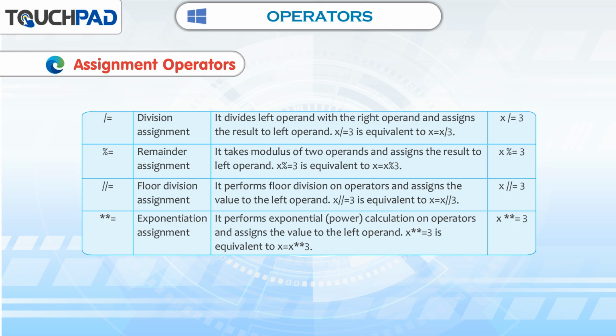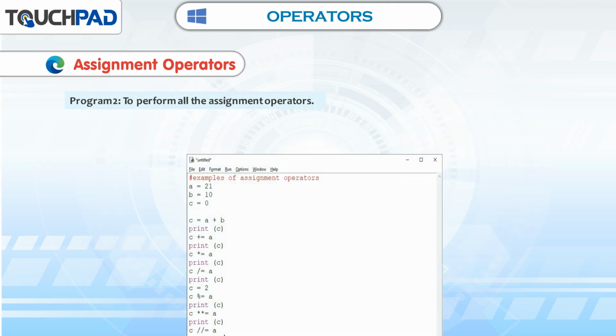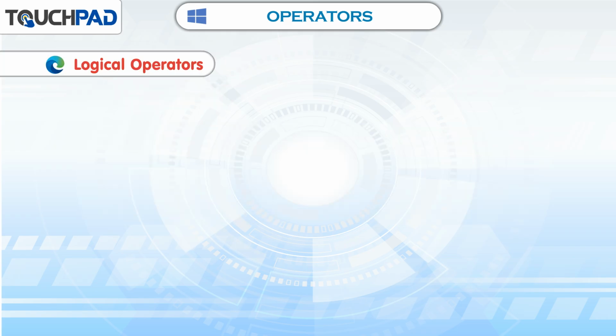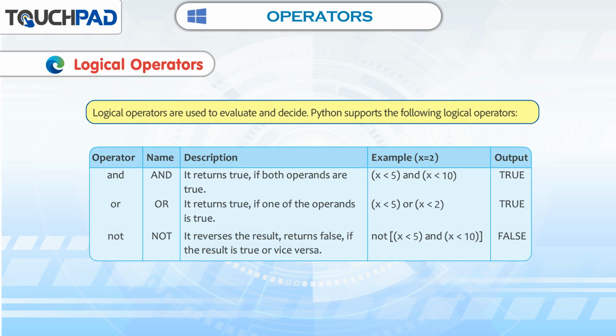Exponentiation assignment: it performs exponential, that is power calculation on operators and assigns the value to the left operand. x **= 3 is equivalent to x = x ** 3. Program 2. To perform all the assignment operators. The output of the program is shown.